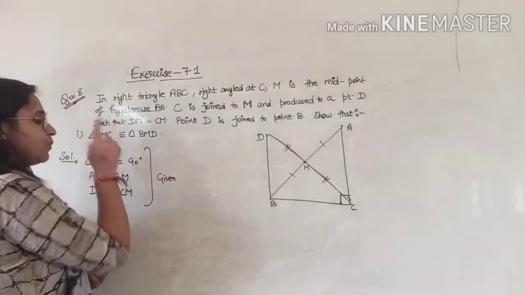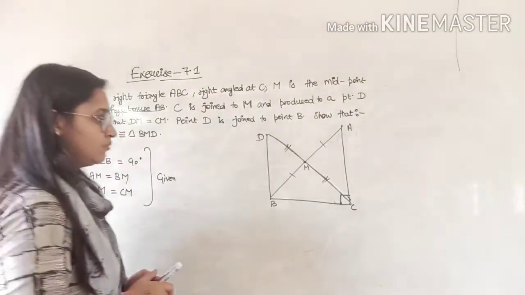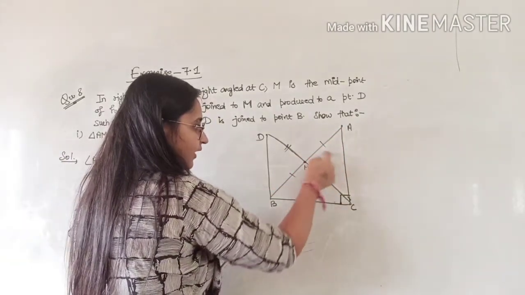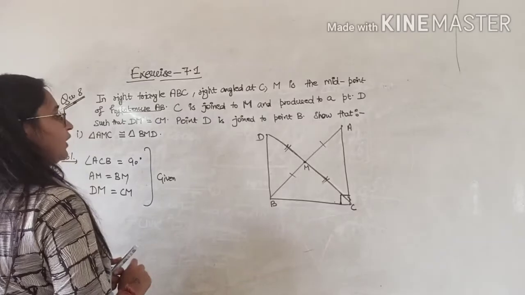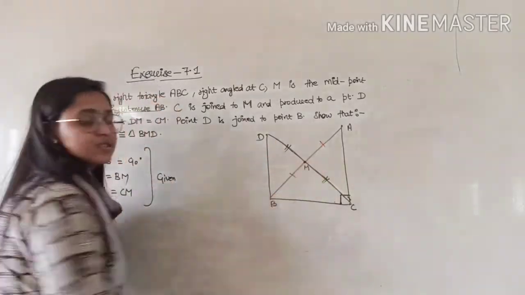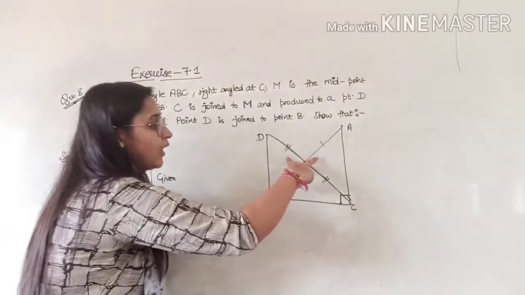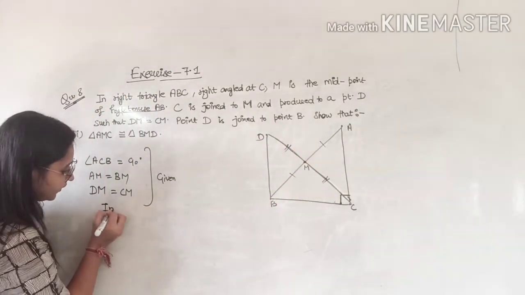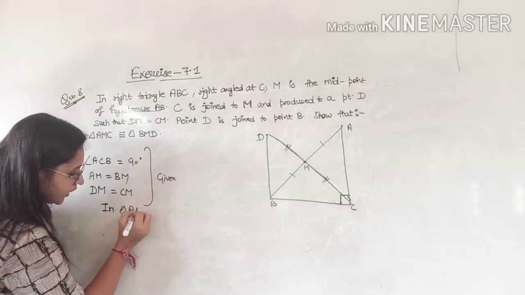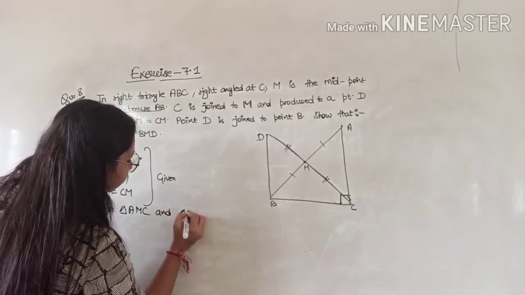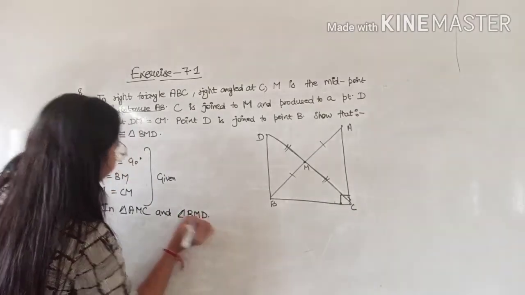Show that, first part, triangle AMC, where is triangle AMC? AMC. This triangle is congruent to BMD. These are the two triangles that we have to show are congruent. So first of all, see that in triangle AMC and triangle BMD, what is given, just write.